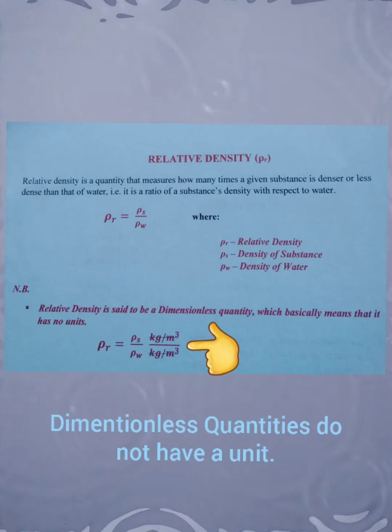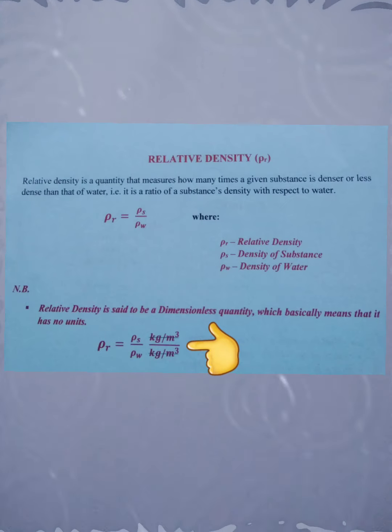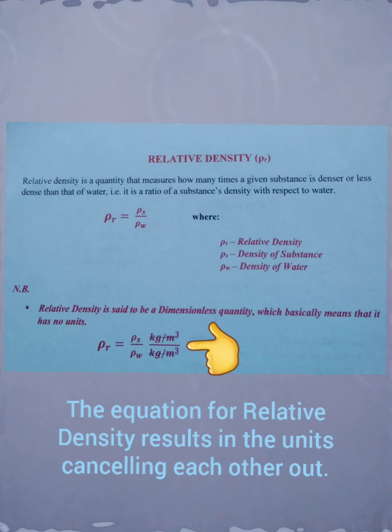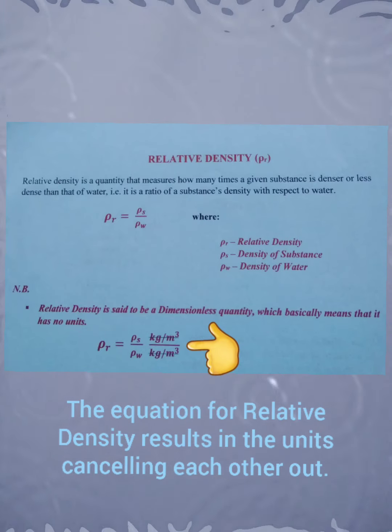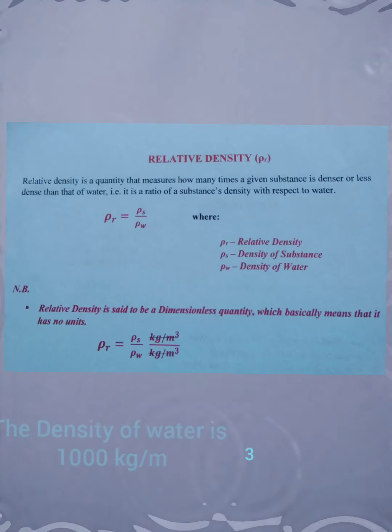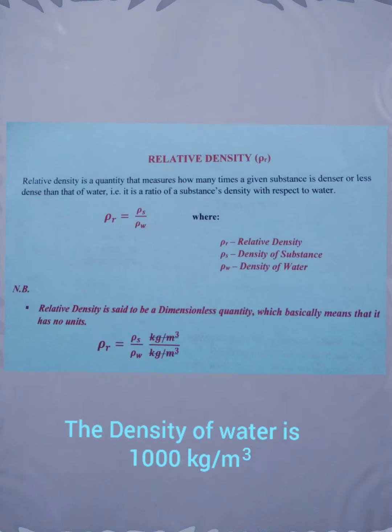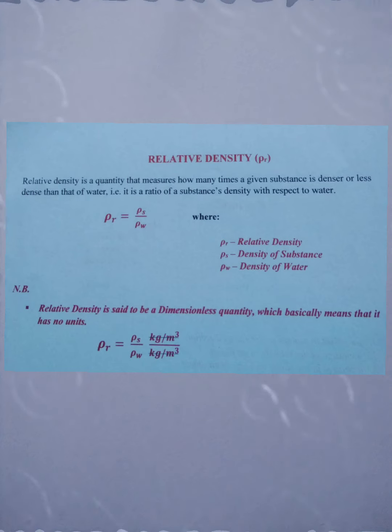This arises from the fact that in the equation for relative density, the unit for the density of the substance in the numerator and the unit for the density of the water in the denominator is the same, and will thus cancel each other out, leaving only a numerical value for the relative density. One should also understand that the density of water is taken to be 1000 kilograms per cubic meters, which is the same thing as 1 gram per cubic centimeters. If the relative density of a substance is more than 1, then this substance is denser than water. But if it is less than 1, then its density is less than that of water.